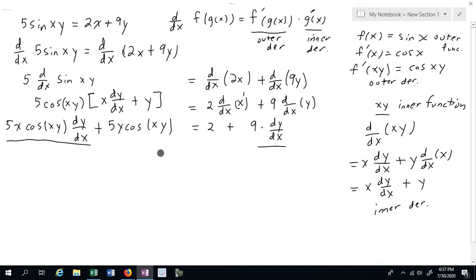Well, in cases like this, where you have more than one of them, you need to make sure you get all the dy dx terms on one side and all the terms that do not have a dy dx in them on the other side. So these 2 terms, this one has a dy dx in it and this one has a dy dx in it, they have to be on the same side. So I'm going to subtract this 9 dy dx to the left side.